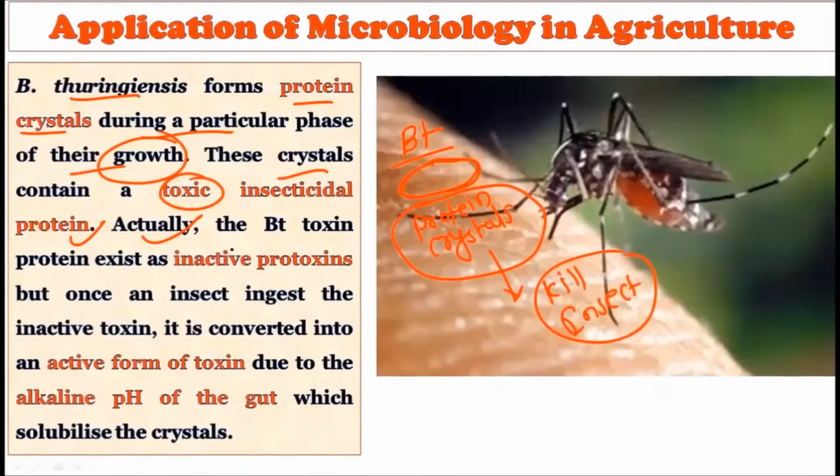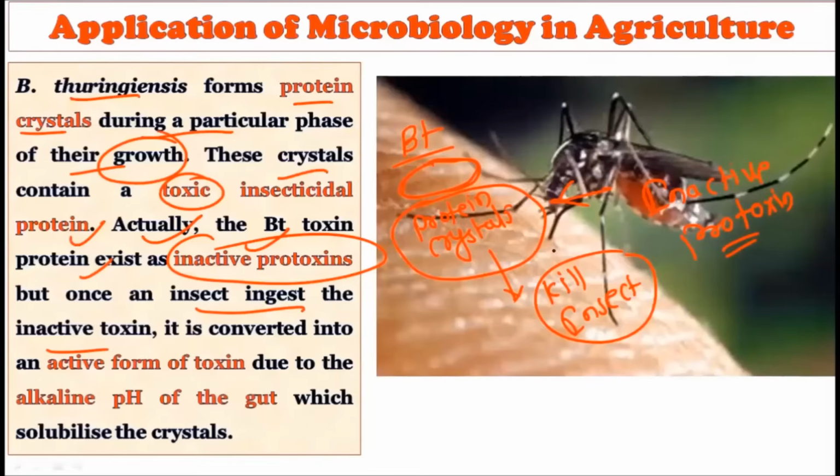Now see the event. Actually, the Bt cotton protein exists as an inactive protoxin, but how is it present? It is present in the form of an inactive protoxin. That means as long as it is present in the body of the Bacillus thuringiensis, it remains inactive. But once this toxin is ingested by the insect, it gets converted to its active form. Once inside the gut of the insect, this inactive protoxin gets converted into the active toxin.